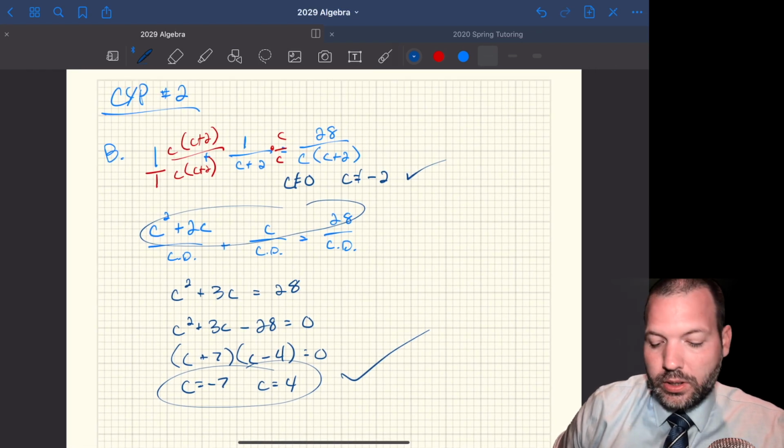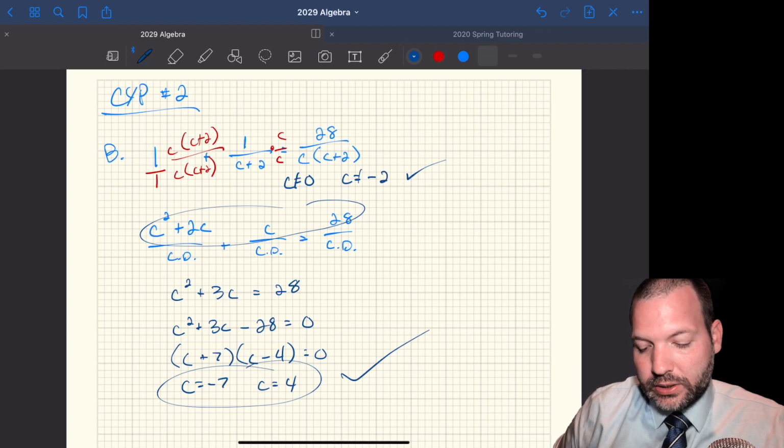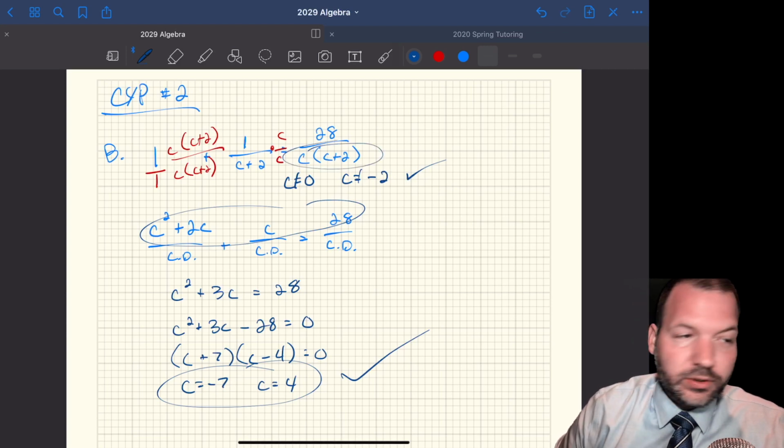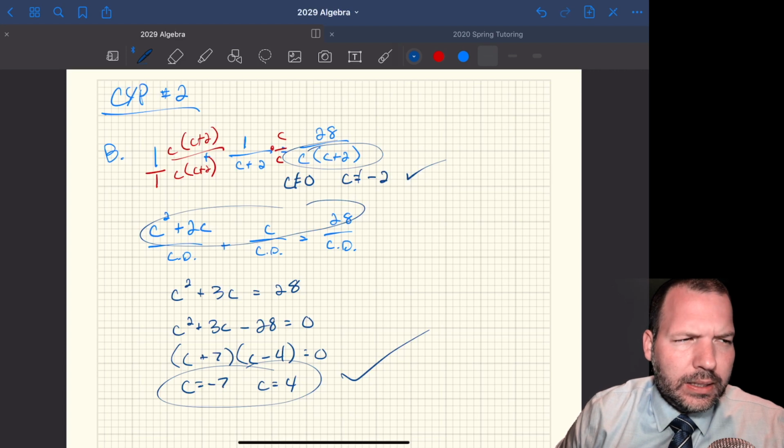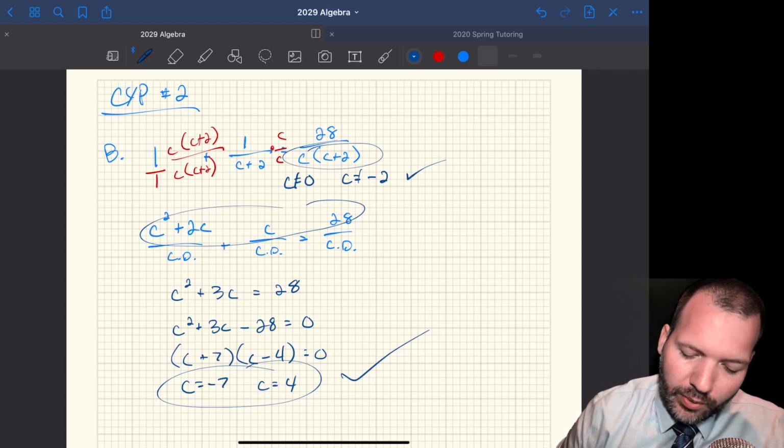Over here, I need a c and a c plus 2. You'll notice I immediately factored the denominator of that first expression, and then eventually worked my way to a quadratic.